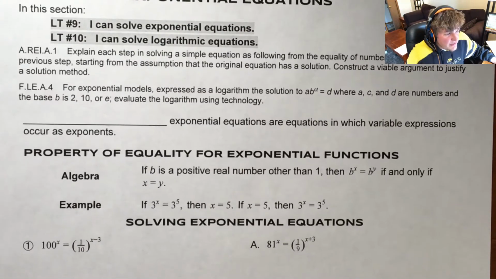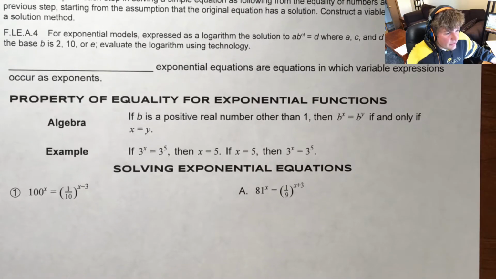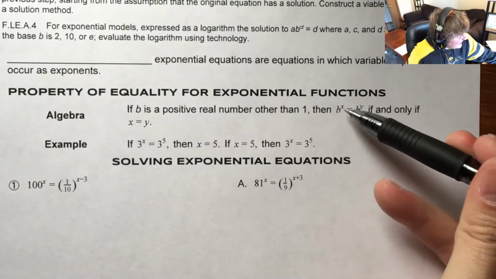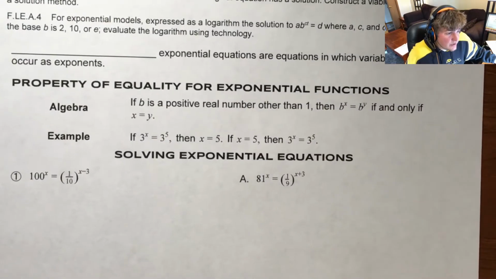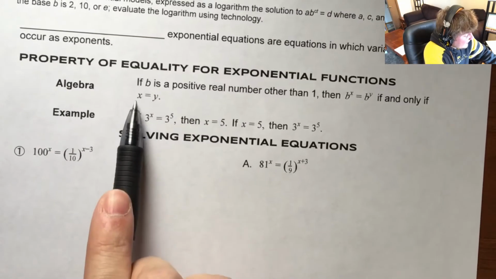Okay, some basic properties. Let's say we have b as a positive real number and it's not 1. Then b to the x power is going to be equal to b to the y power only if those exponents are the same, right? So only if x and y are the same.